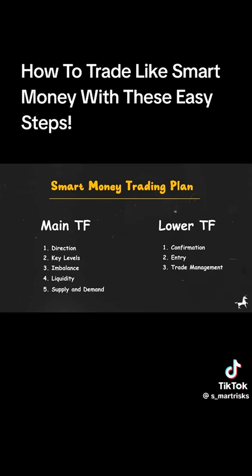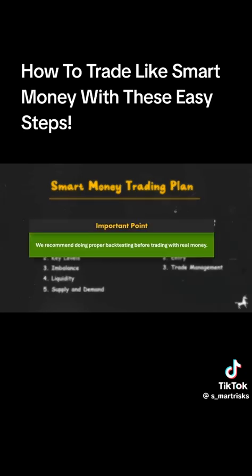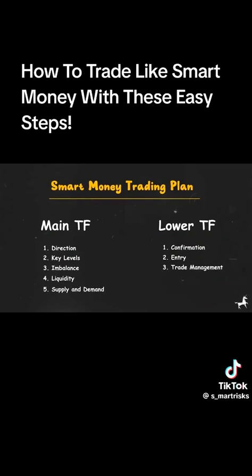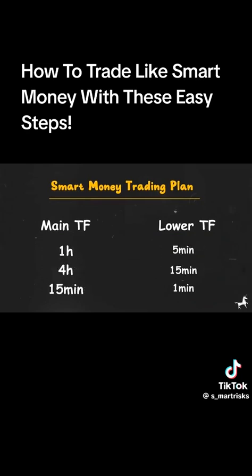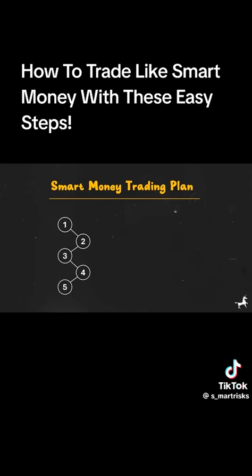Remember, this trading plan is not limited to any specific chart or time frame. Price action can be applied to any trading asset. However, we recommend doing proper backtesting before trading with real money. You can also use any combination of time frames that works best for you. To make it easier, we've simplified this trading plan into 5 simple steps. So let's start with the first one, analyzing the market structure.